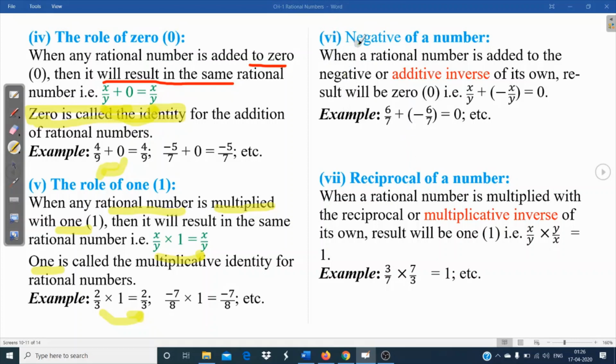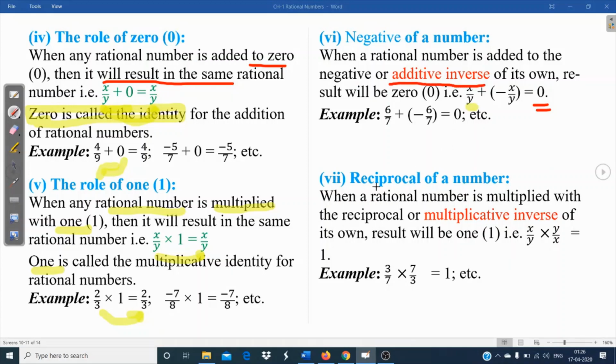Now, our sixth property is negative of a number, which is also called additive inverse. So if a rational number is added to the negative of that number, you can see here a rational number x upon y is added to its negative. If the number is x upon y, its negative will be minus x upon y. So you will get the final answer 0. So this is called negative of a number property or additive inverse property.